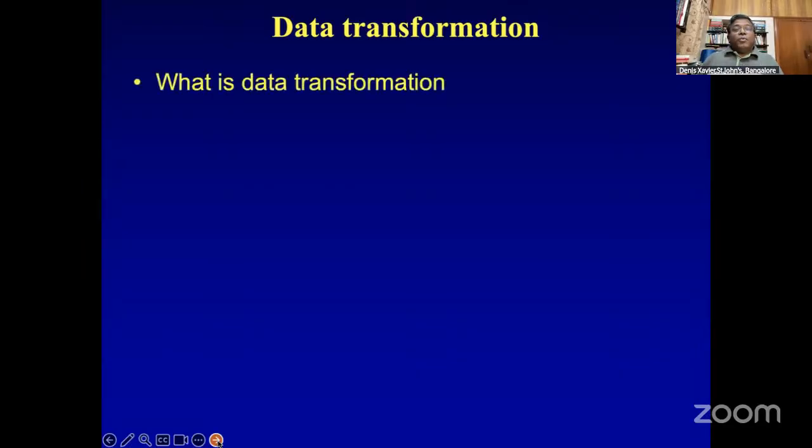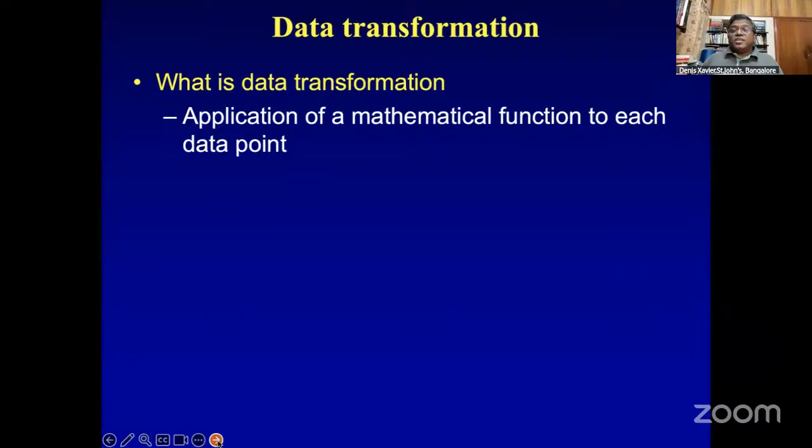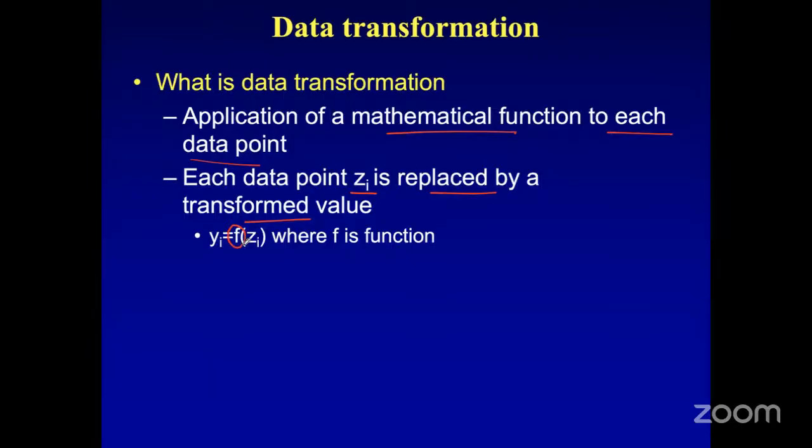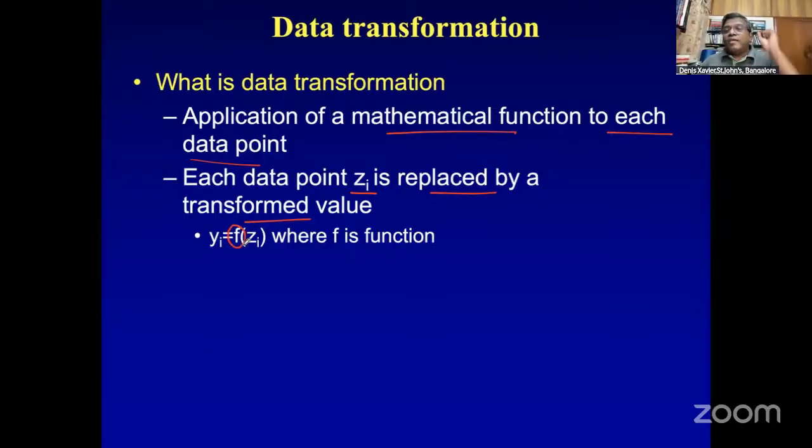Okay. What is data transformation? So exactly as Tanmay said, he wrote good notes. It's application of a mathematical formula to each data point. To each data point. That is the important thing. Each data point, which is Zi, whatever, is replaced by a transformed value. So this F is the function that you apply to each of those data points. You have 5,000 data points. Every one of the 5,000 data points is transformed.